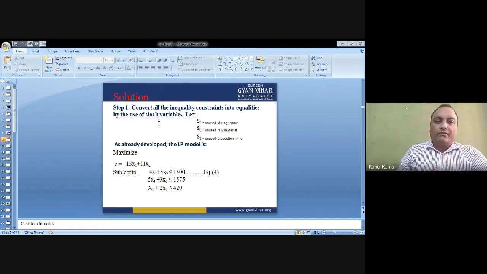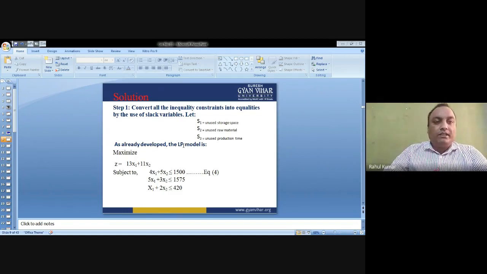Let S1 be the unused storage space. S2 is the unused raw material, and S3 is the unused production time. So S1, S2, S3 are the different types of constraint notation here, right?